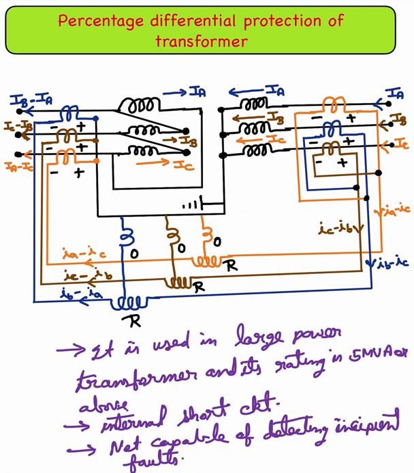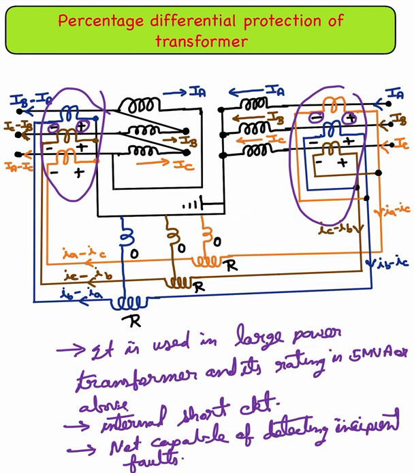You can see in the figure that CTs are connected on the two sides, the primary and the secondary side. The currents IA, IB and IC are flowing in phase A, phase B and phase C. Current entering is marked as positive, and current leaving is marked as negative.